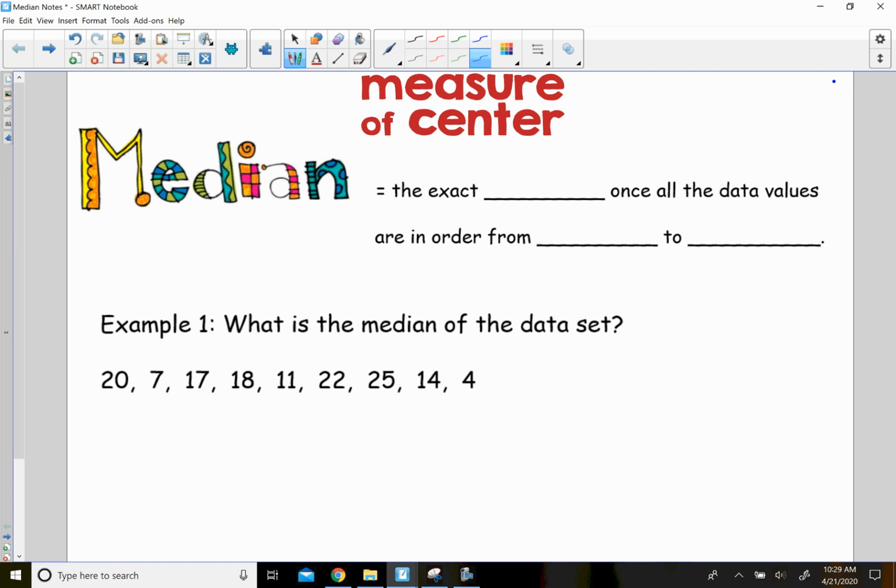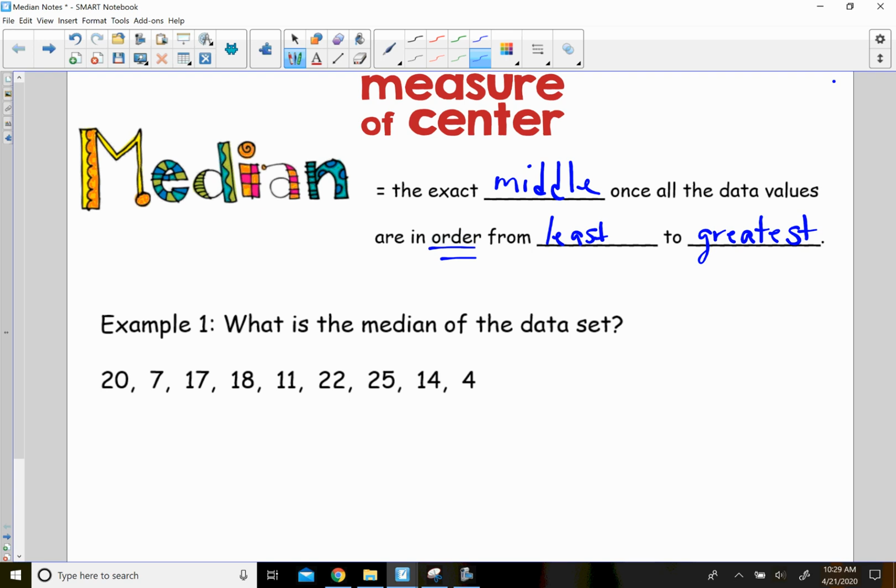Today, it's all about the median. The median is the exact middle, once all the data values are in order from least to greatest. So the less work involved today, the only work we really have is to make sure our numbers are in order from least to greatest, and then we can find the exact middle.